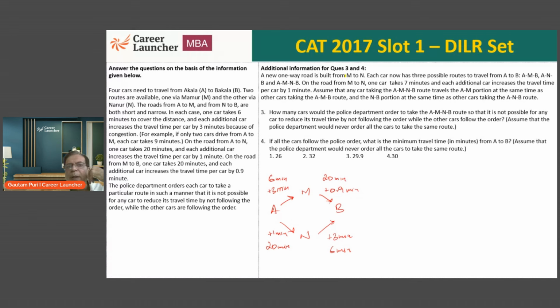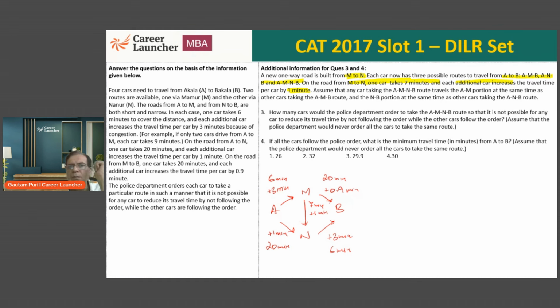A new one-way road was built from M to N. Okay. Now the possible routes from A to B are A and B, and AM and B. On the road from M to N, each one car takes 10 minutes, and each additional car increases the travel time by 1 minute. Each additional car increases the travel time per car by 1 minute. So M to N, if we have, what does it mean? 7 minutes. And each additional car increases the travel time per car by 1 minute.